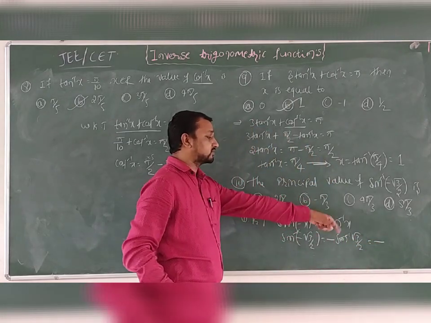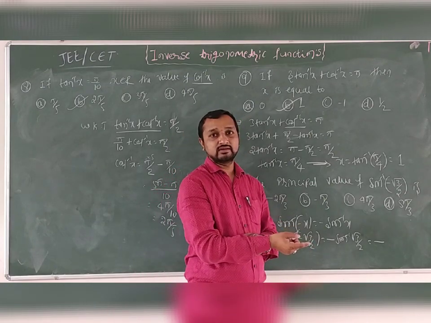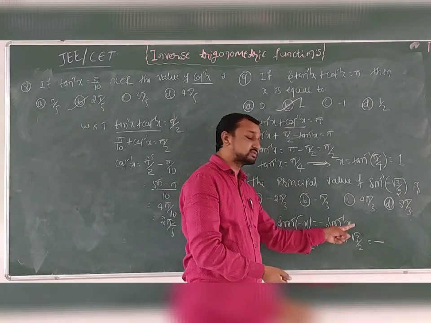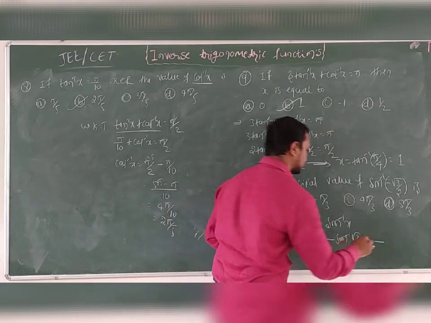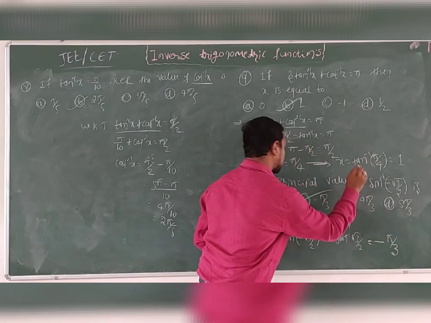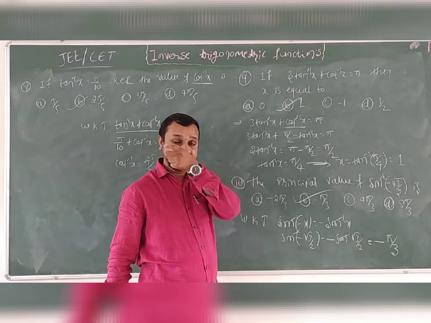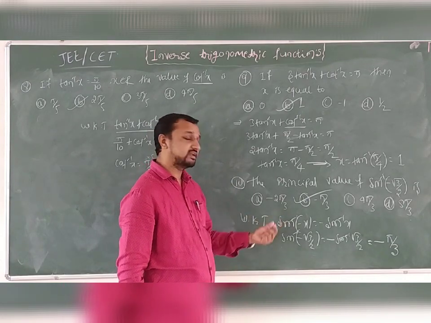What is the value of sine inverse of root 3 by 2? It is a direct value. In which angle is the value of sine root 3 by 2? That is 60 degrees, which is pi by 3. So the answer is minus pi by 3. So option B is the right answer. Very simple it is.